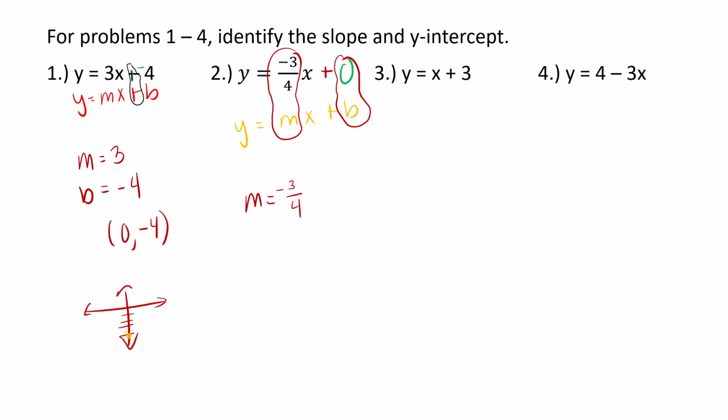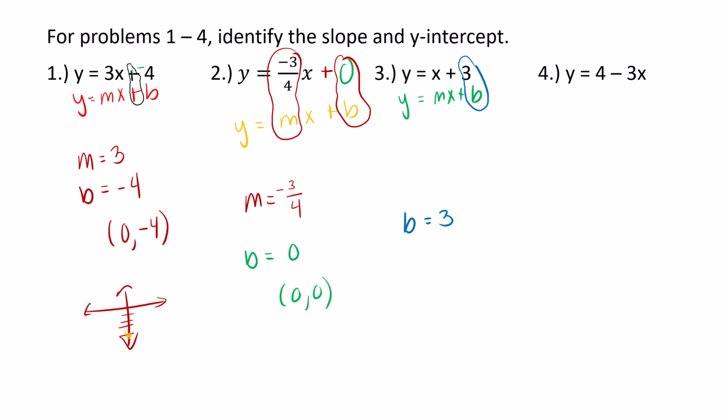And so our b value there is 0, or if you wanted to do what my colleague does, you would say the point (0, 0). In other words, this particular line goes through the origin. Now we have something similar going on here. In this one, you might see fairly quickly that the b value is 3.